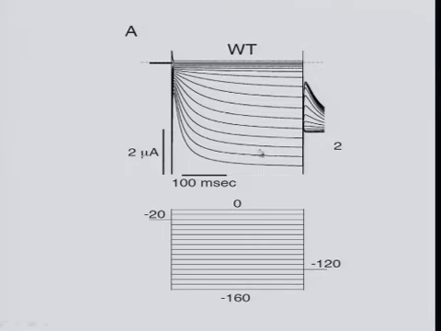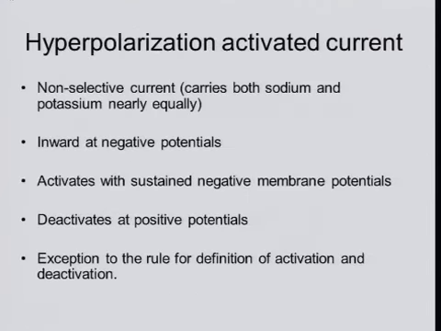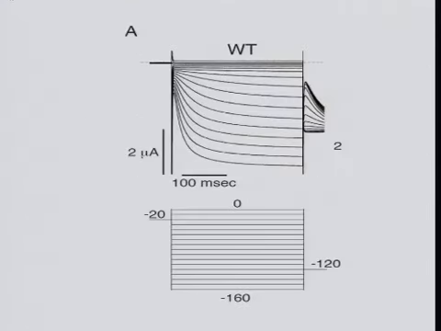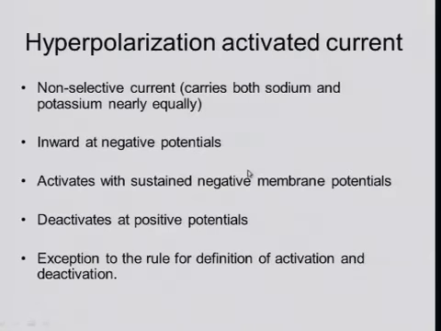So it's the opposite direction and sort of a similar time course to the deactivation of the delayed rectifier current. And of course, as you step more positive, it will turn off. So it's a non-selective current. That's why it's inward at negative potentials. It's very unusual. This is one other reason it was called the funny current, is that it was non-selective.